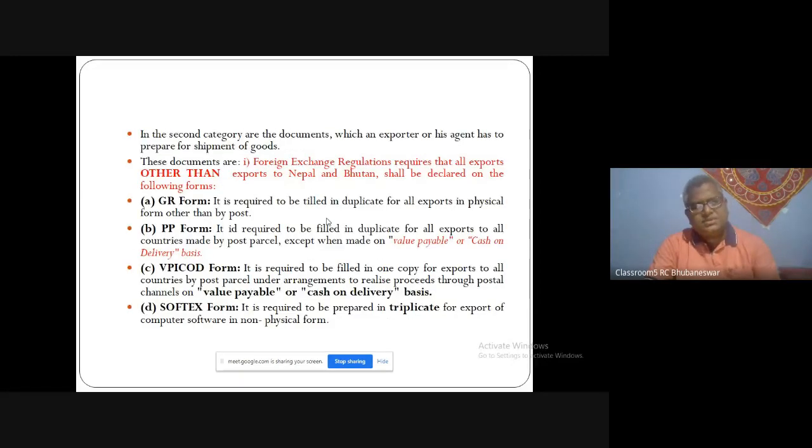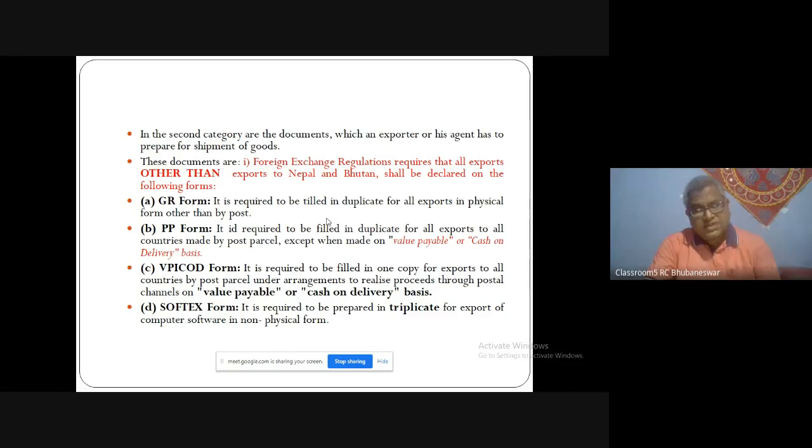Another point, as you see in my slide: some documents are not required in Nepal and Bhutan as neighboring countries. The following forms are not required: the GR form, PP form, DPI COD form, and Softex form. The GR form is filled in duplicate, as I pointed out at the start of my lecture, a duplicate for all exports regarding the physical form.